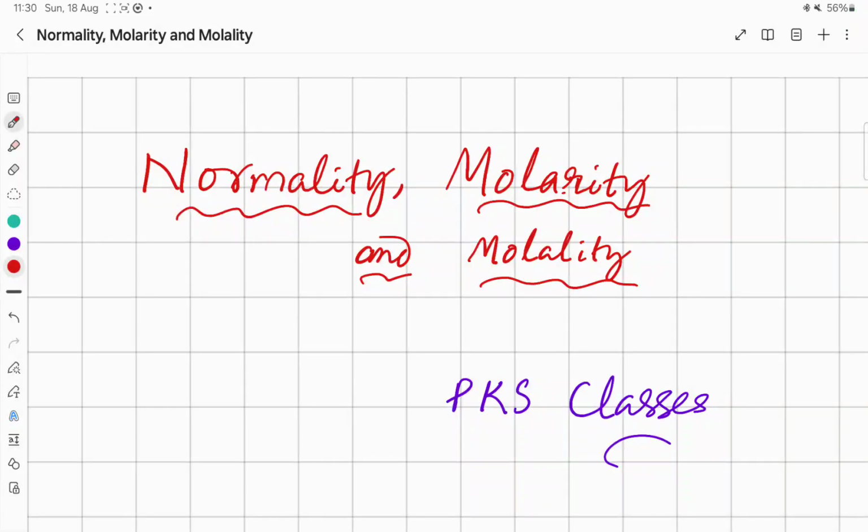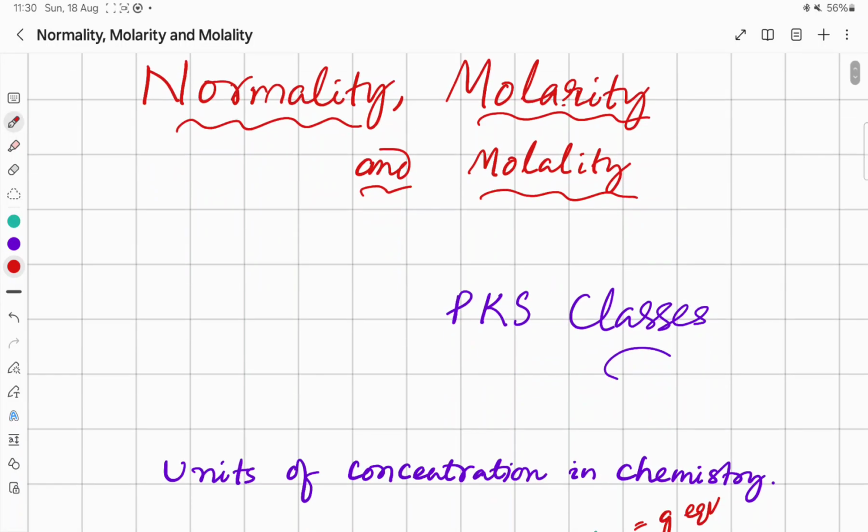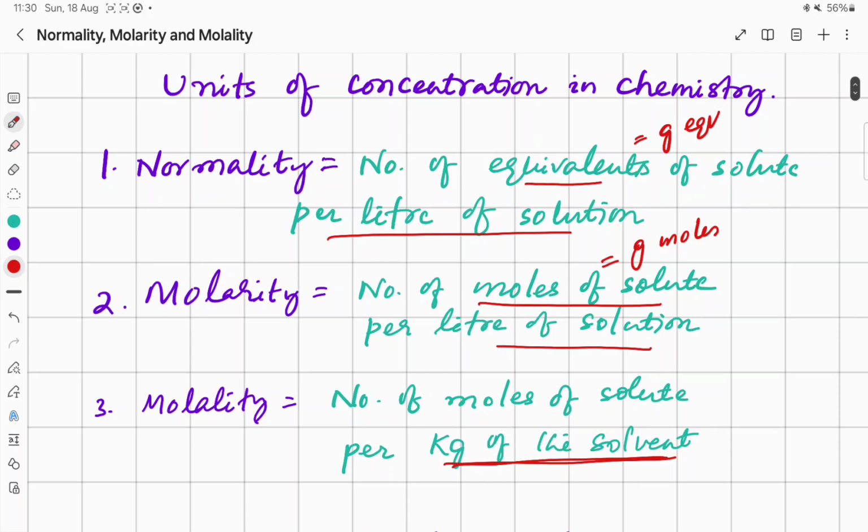Today we will discuss normality, molarity and molality. We know in chemistry these are the units of concentration. We use these three terms: normality, molarity and molality.